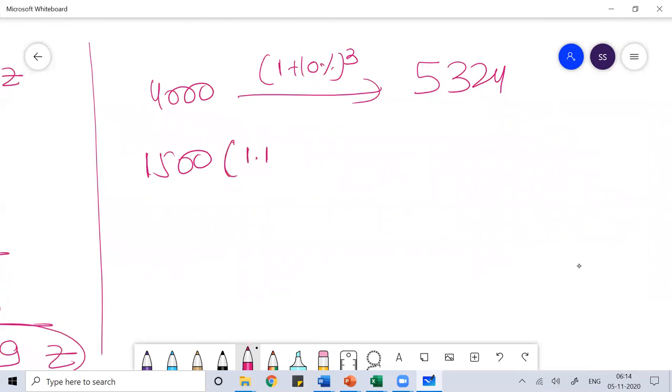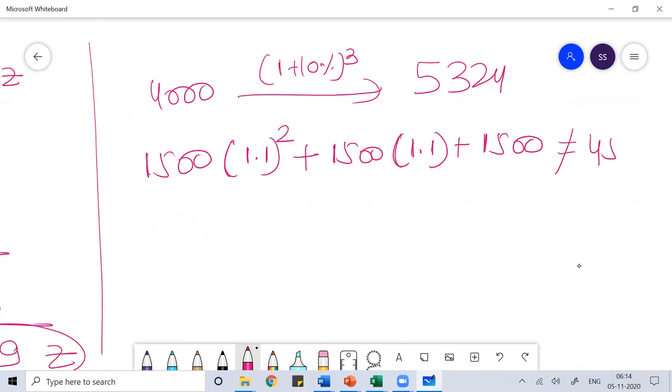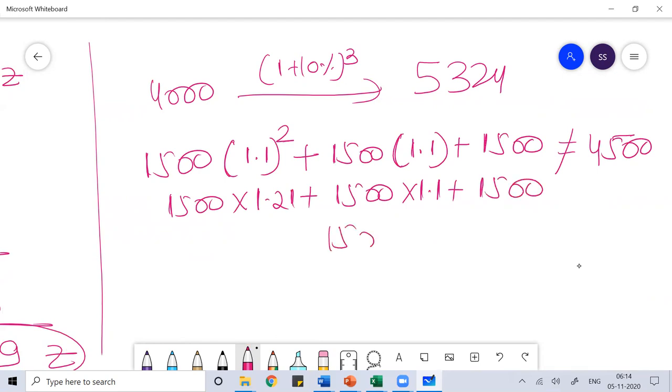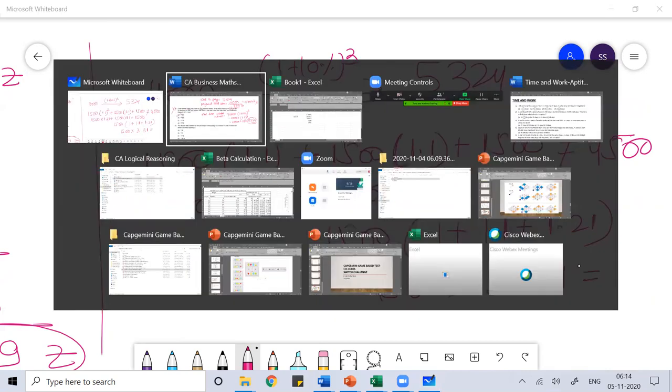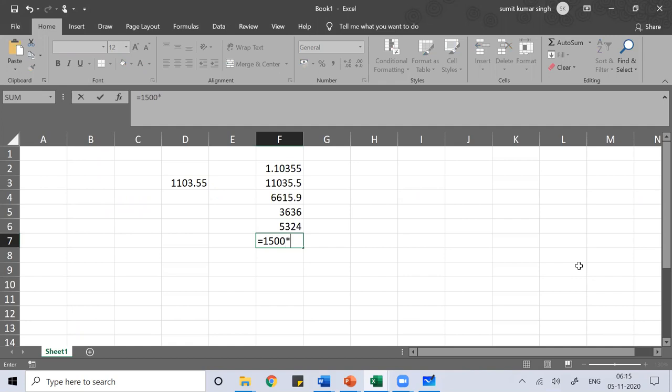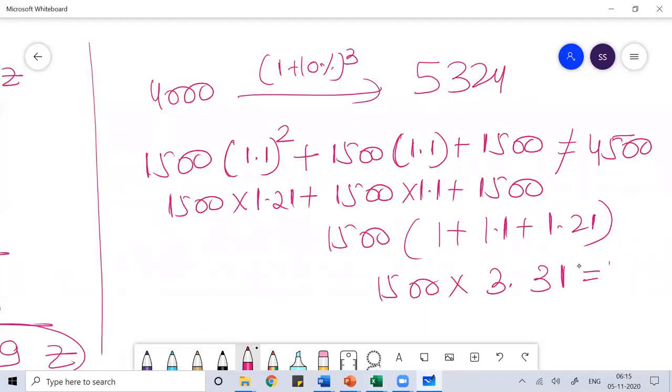The 1,500 rupees which I paid after 1 year will grow for 2 years. The 1,500 which I paid after the second year will grow for 1 year. And then the third is 1,500. So the total sum is not 4,500, because the 10% interest should be included. So this would be 1,500 into 1.21 plus 1,500 into 1.1 plus 1,500. Taking 1,500 common, I get 1 plus 1.1 plus 1.21, which is 3.31. So 1,500 into 3.31 is 4,965. It is not 4,500, it is 4,965.